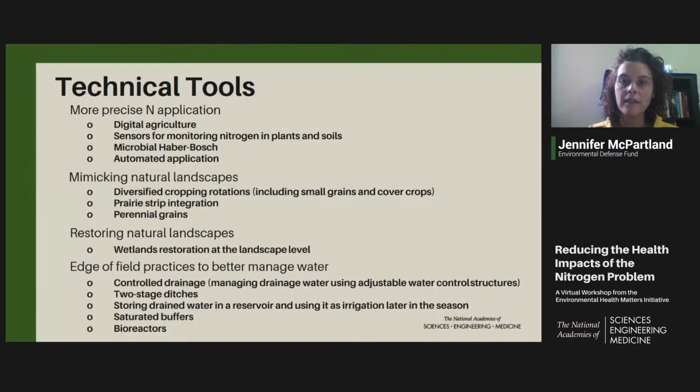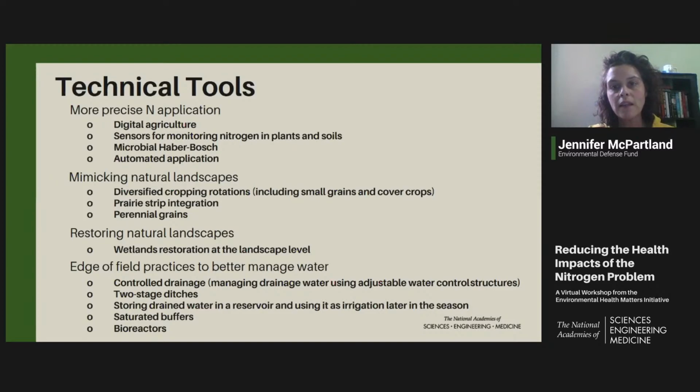Next slide, please. Okay, so for the first session, as I just said, we'll focus on technical tools. And for those of you who weren't able to join us throughout the series, a lot of these tools were actually discussed in the first and second workshops, where we heard presenters speak about opportunities around more precise N application, leveraging advancements in digital agriculture, and integrating innovations, including nitrogen sensors, microbial Haber-Bosch, and technologies around automated N application.